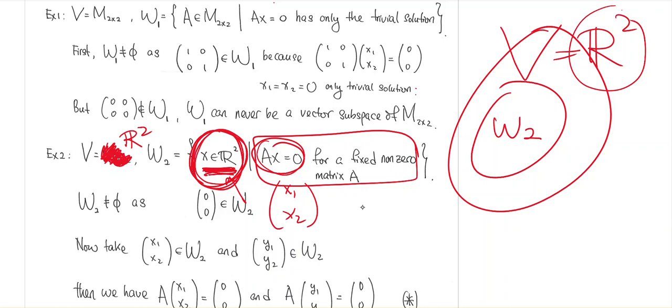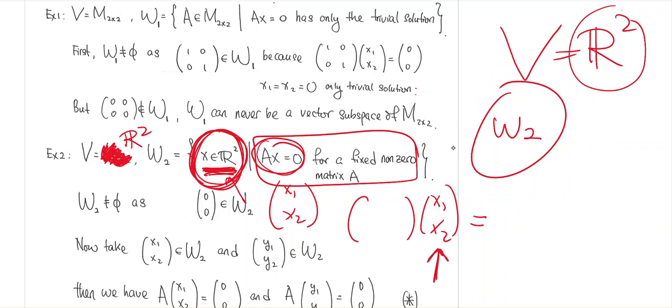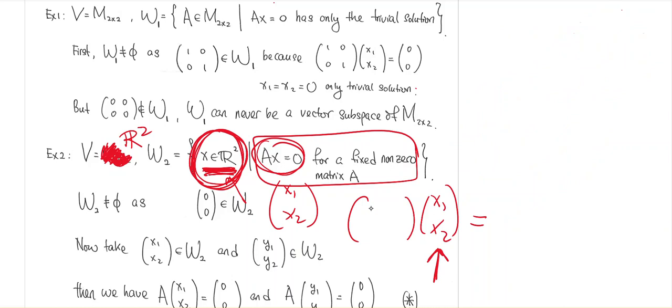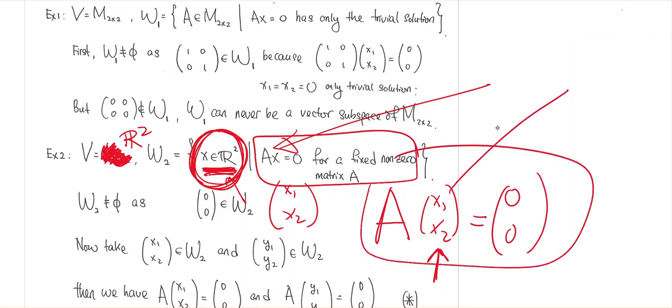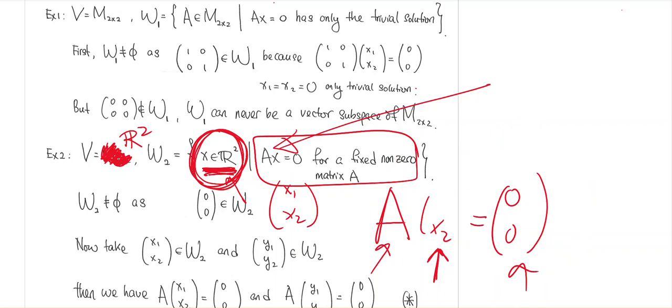So we are actually looking at all the x1 and x2 such that, once we have a matrix A, which is here, this will give you 0, 0. We have A, but this A is fixed, and we do not know what it is. So we want the column vectors here to satisfy this equation for whatever non-zero matrix A is.